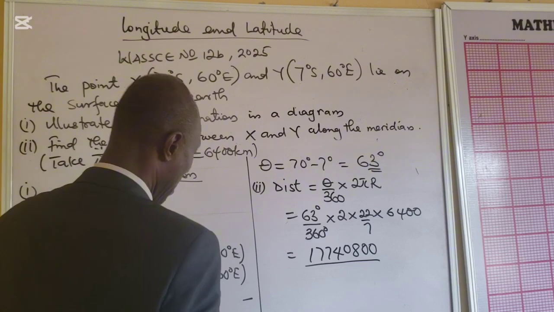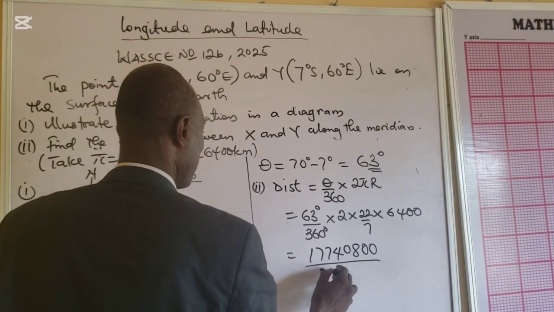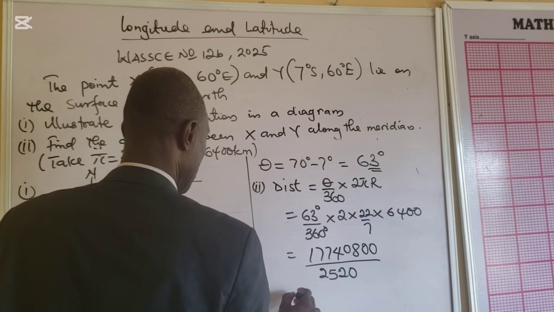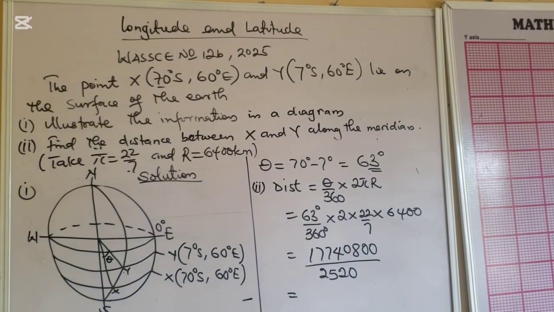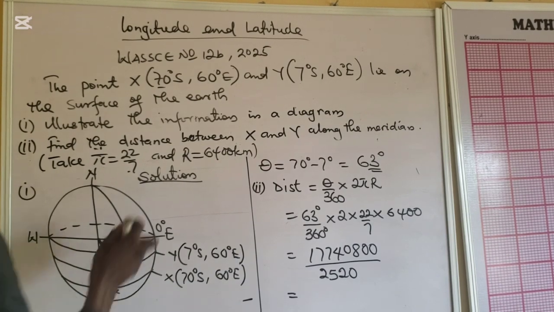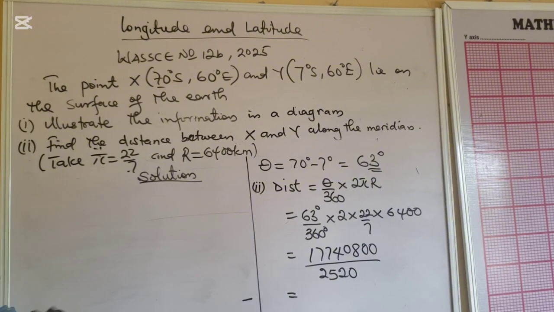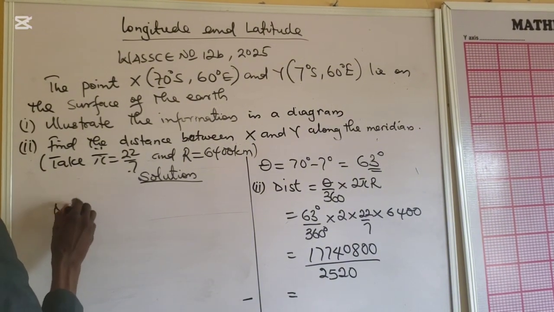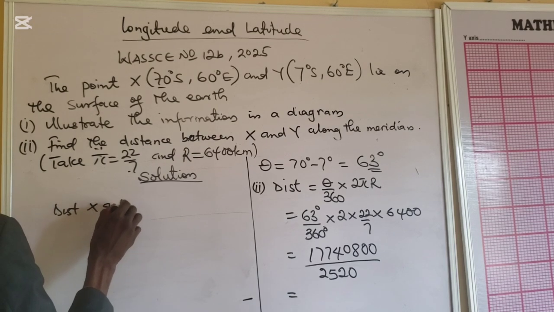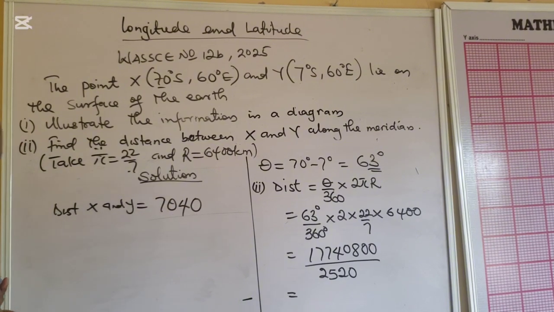It will give us 177,408,00. When you multiply 360 times 7, it gives us 2520. Let us now divide by 2520. It will give us 7040. So the distance between X and Y is equal to 7040. But when you stop there, the answer is incomplete.